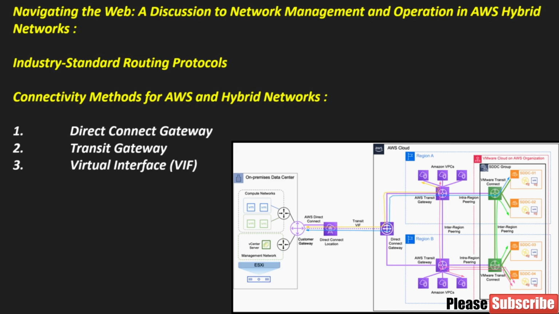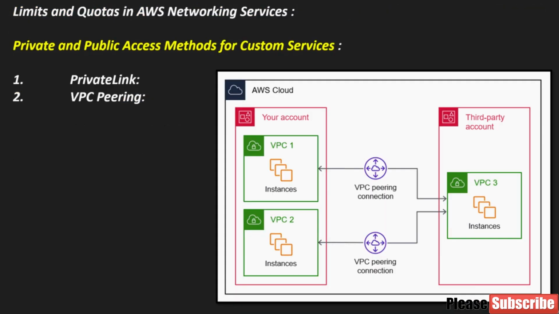The third is the VIF, that is a virtual interface. Virtual interfaces are essential for establishing connections between on-premises data centers and AWS, ensuring secure and dedicated network links too. The next point is that understanding the nuances of each connectivity method empowers network administrators to design and implement resilient network architectures.